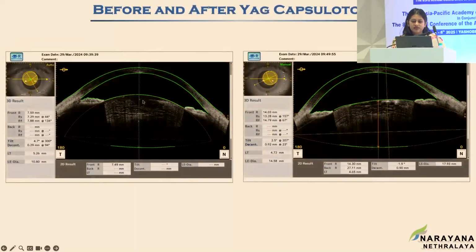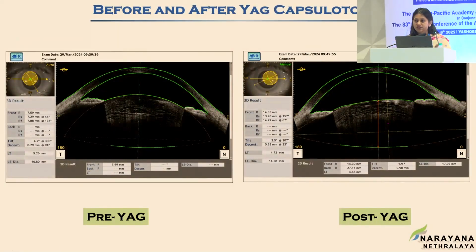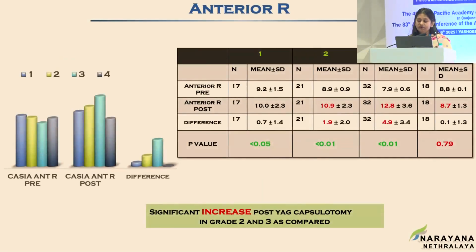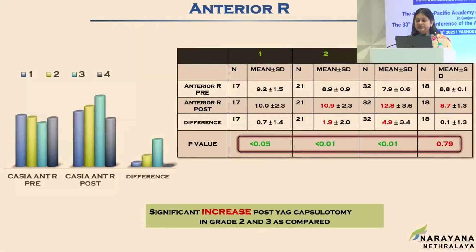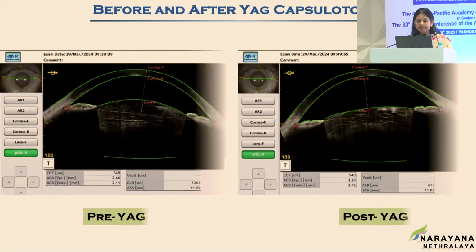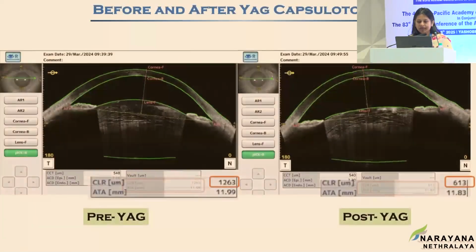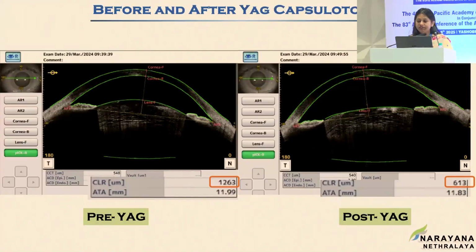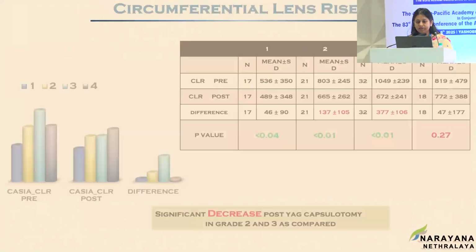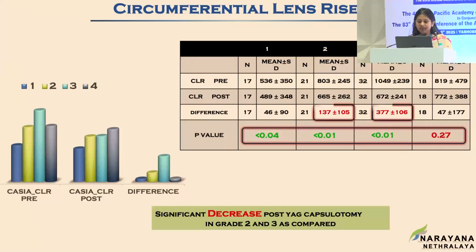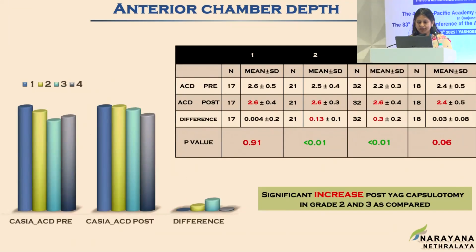So these are our results. This is a patient showing pre and post YAG. So if you look at the anterior curvature, it has flattened significantly. Now this difference was statistically significant, especially for group 2 and 3. Similarly, if you look at the circumferential lens rise, pre and post YAG, it has decreased from 1263 to 613, and the difference was significant again in grade 2 and 3. Similarly, the anterior chamber depth increased.